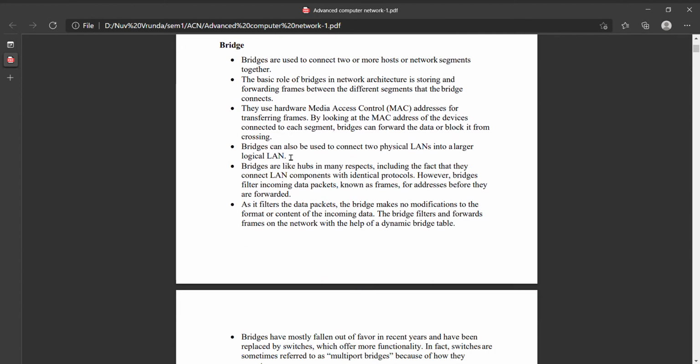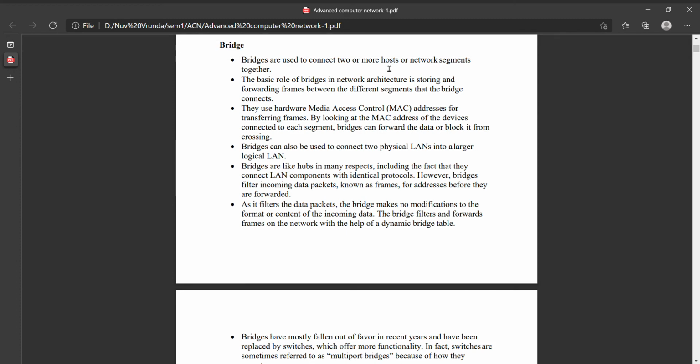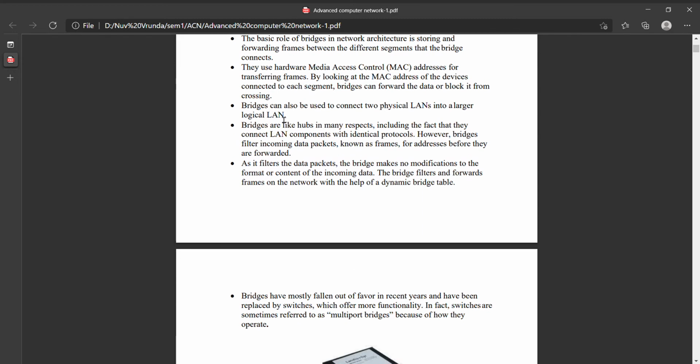Now, a bridge. Bridges are used to connect two or more hosts or network segments together. Okay, host means a person who wants to send or receive data. The basic role of a bridge in a network architecture is storing and forwarding frames between different segments. A bridge works on the data link layer. Okay, they use the hardware media access control address for transferring frames.